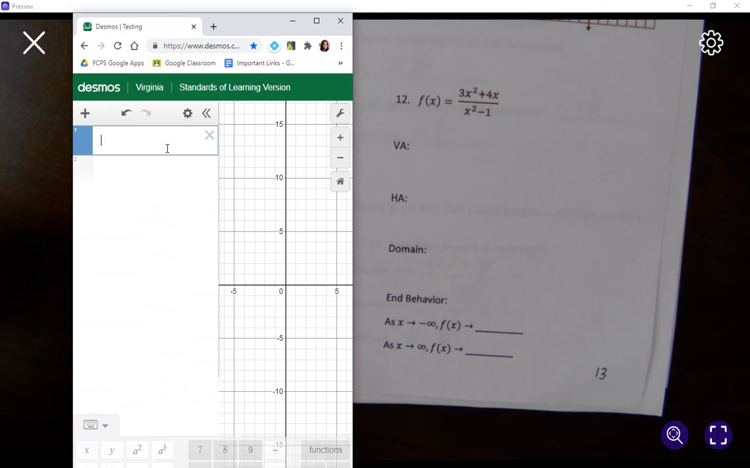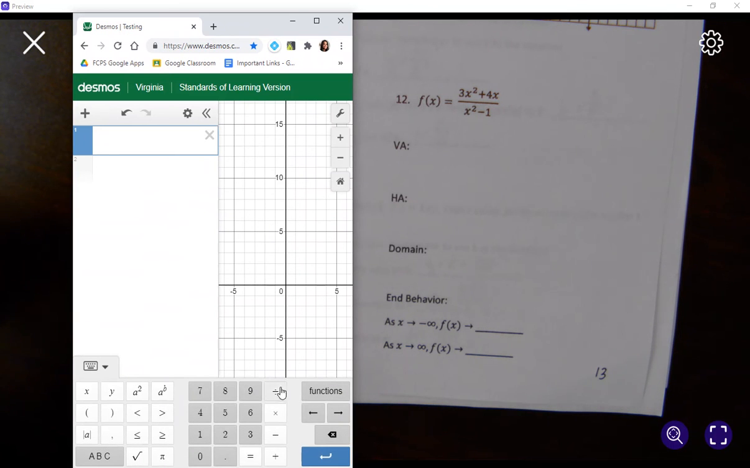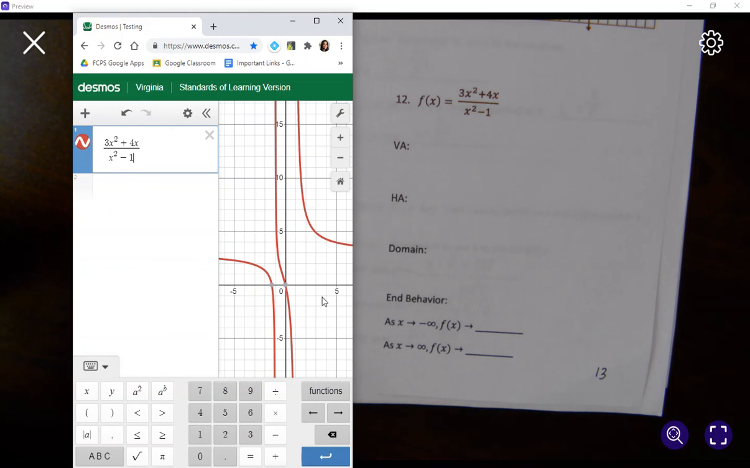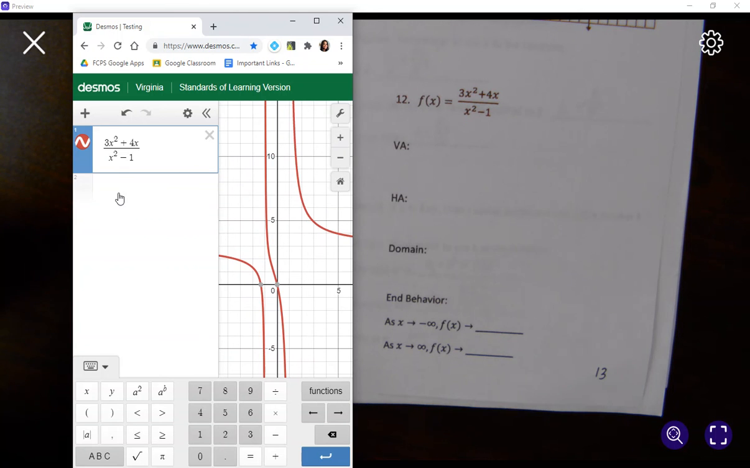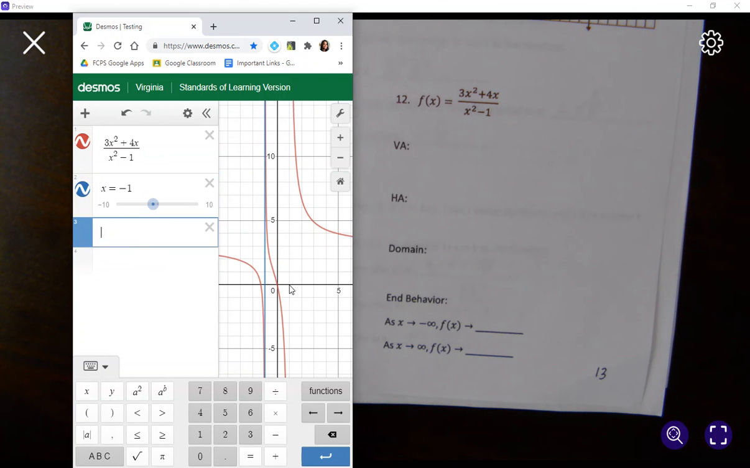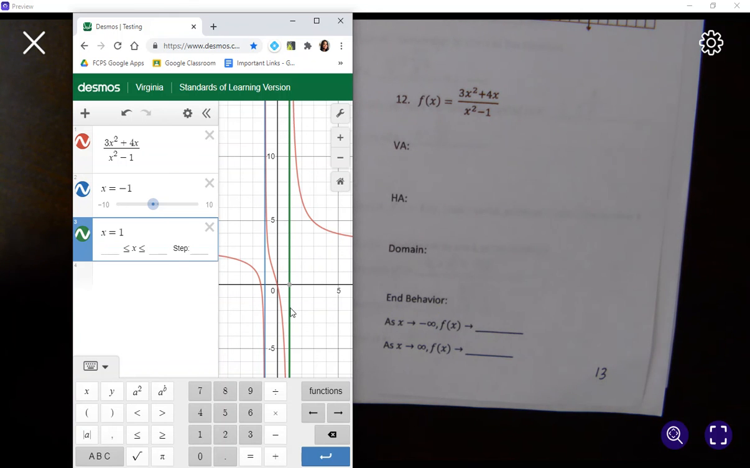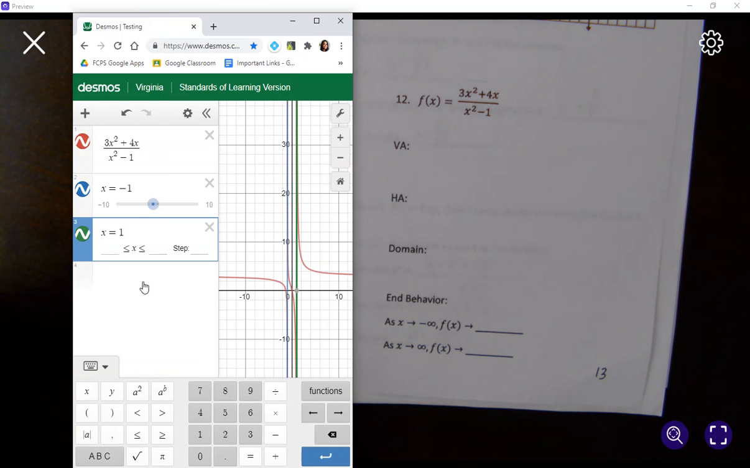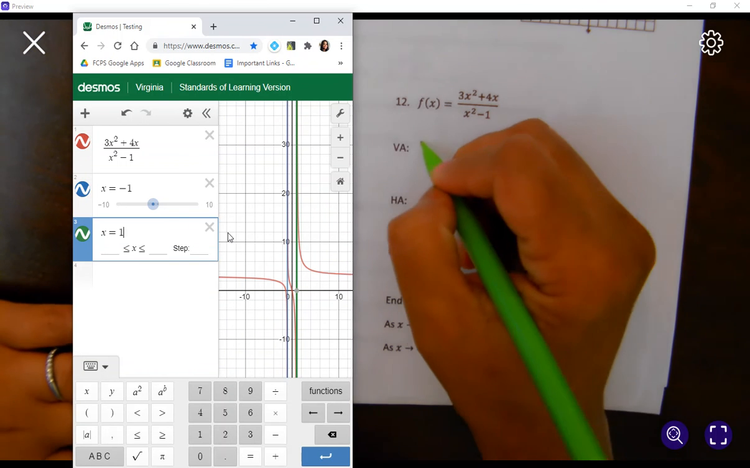So here you have f of x equals 3x squared plus 4x over x squared minus 1. Okay, so there's a vertical asymptote at x equals -1 and x equals +1, I think. Yeah, +1 right there.